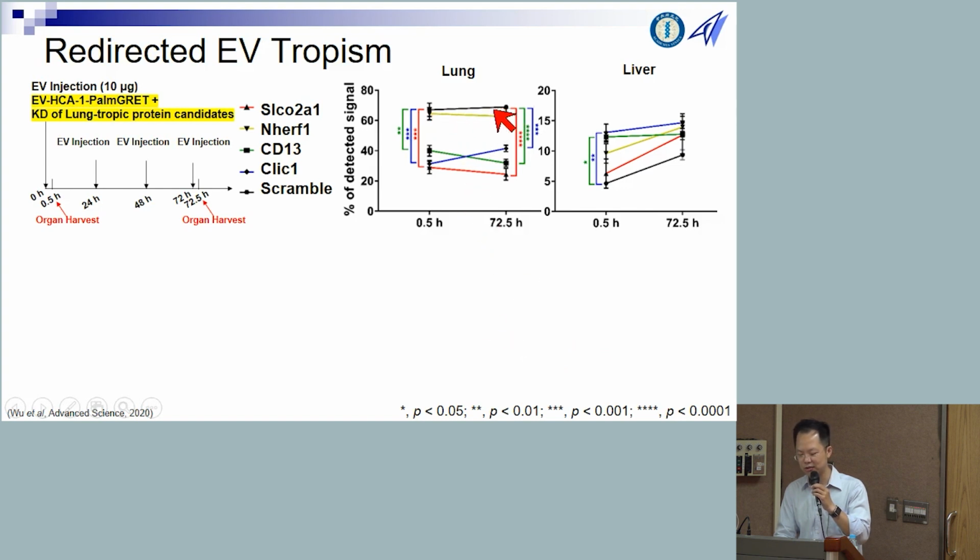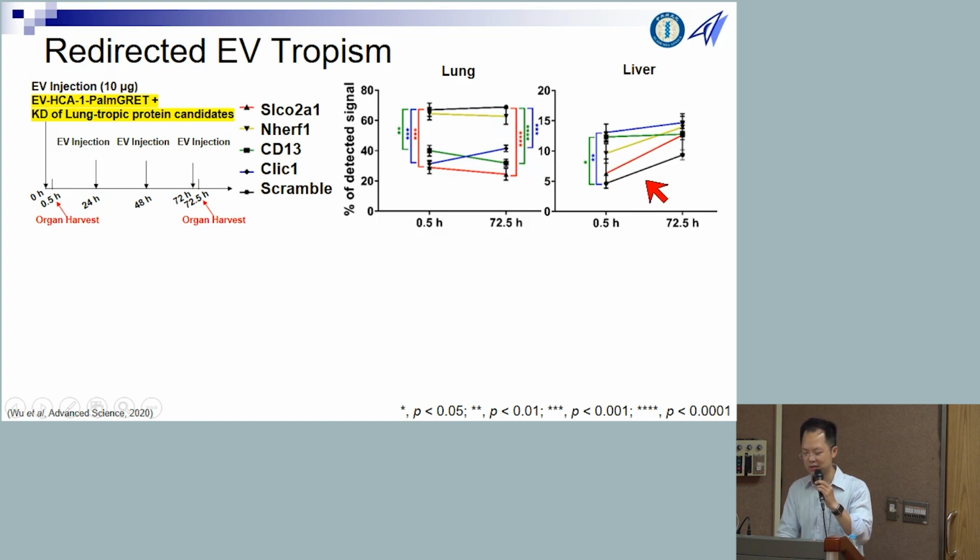So black is our control. This is our scrambled. And then, interestingly, there are a couple of protein candidates, such as SLCO2A1 in red, and then CLIC1, and then CT13. When these membrane proteins are knocked down in the membrane of vesicles, they don't go to the lung as much now. Okay, so the y-axis is the percentage of detected signal in the lung. Original is around 60. After we knock them down, it dropped by around 20%. NERF1 just coincidentally served as our internal negative control. It did not affect the tropism.